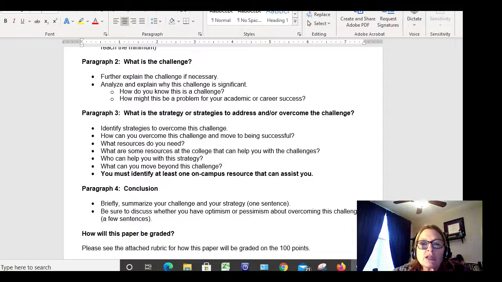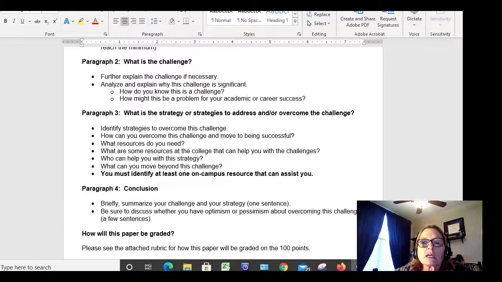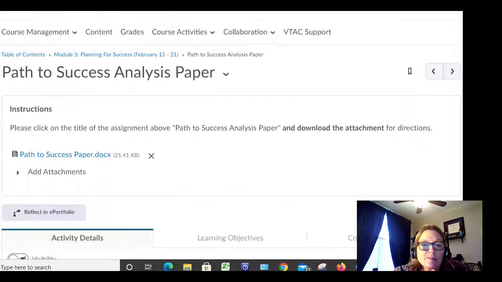I have to say, in my years of teaching this course, that is the most common mistake students make. Please make sure you identify at least one on-campus resource that can assist you. And you may want to look back in D2L to the earlier modules where we looked at those campus resources. That may provide some inspiration for you. And then paragraph 4 is the conclusion. You briefly summarize your challenge and your strategy in one sentence. Be sure to discuss whether you have optimism or pessimism about overcoming the challenge.